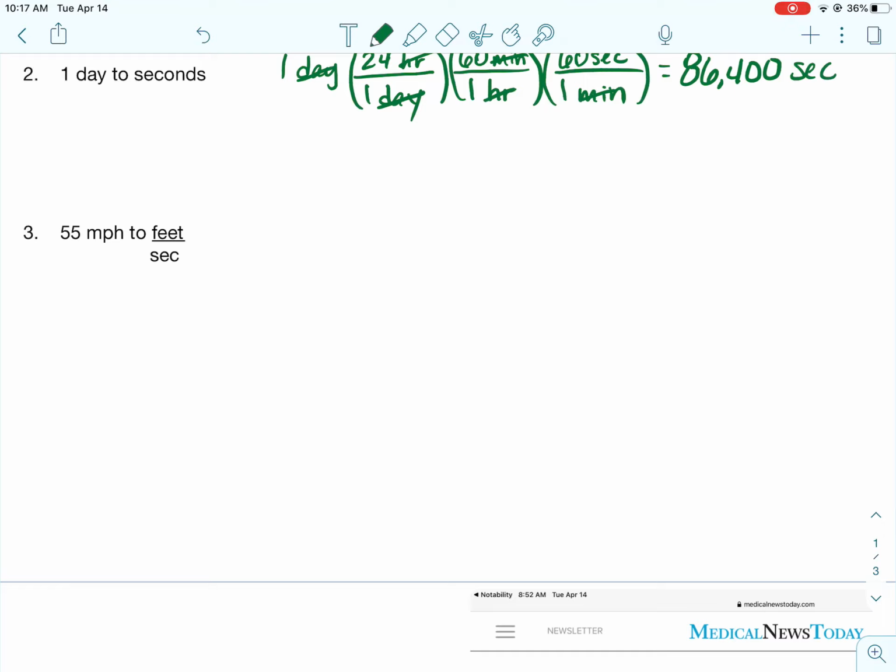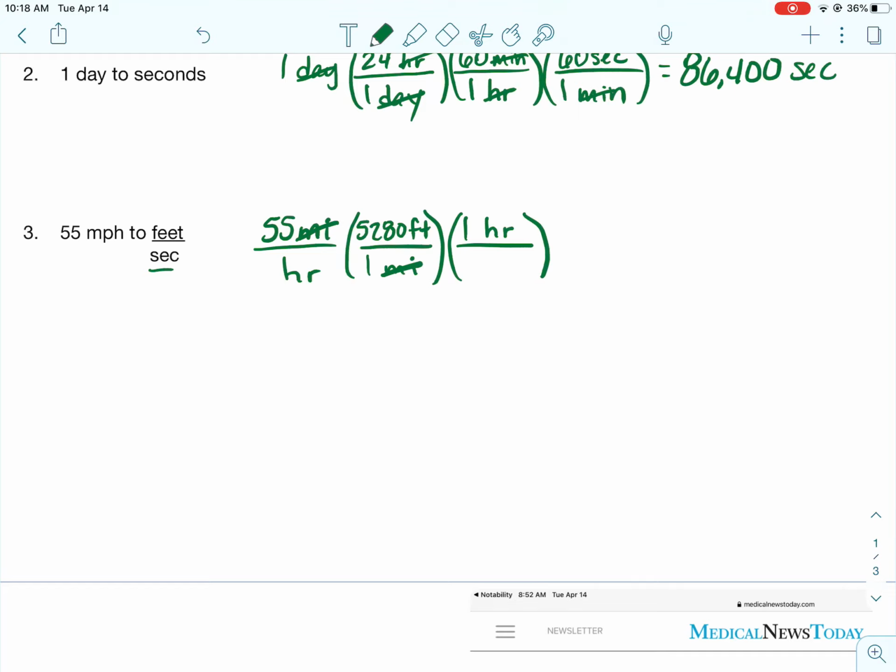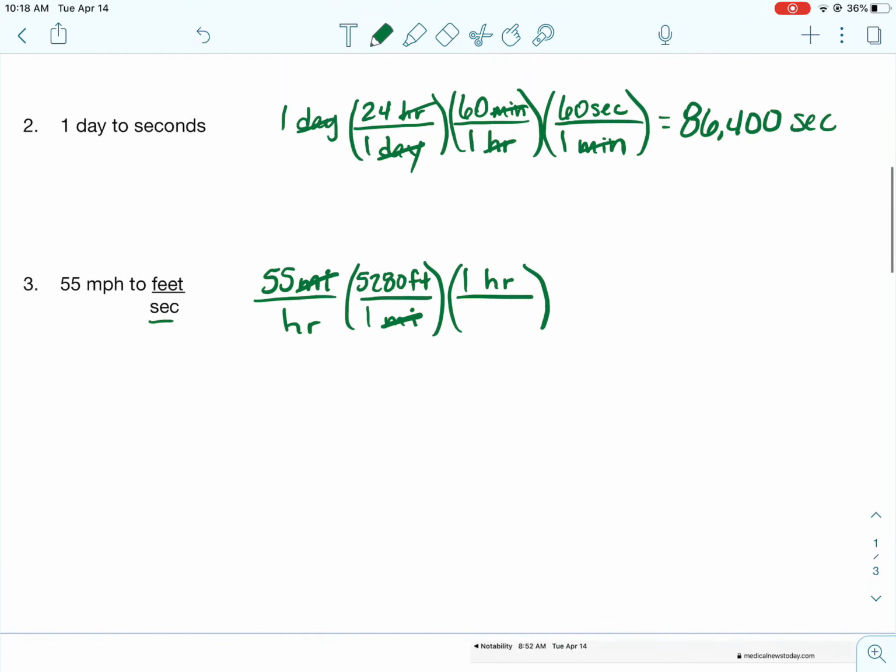Okay. So we have to change miles and we have to change hours. It does not matter which one you start with. I'm going to just go ahead and start with miles. So since miles is in the numerator, we want to cancel it. So we would put miles in the denominator. And then I know there's 5,280 feet in 1 mile. So that will cancel miles. So now I basically have feet per hour, but I want feet per second.